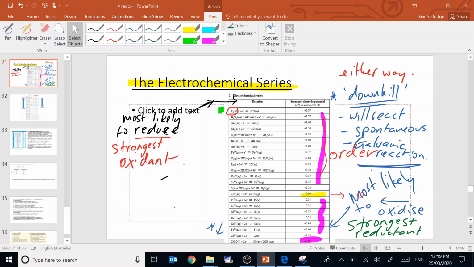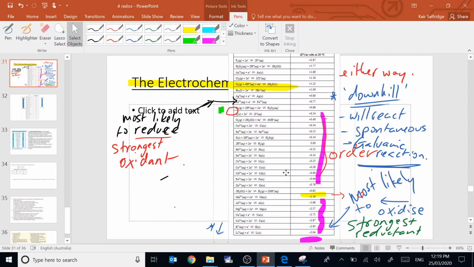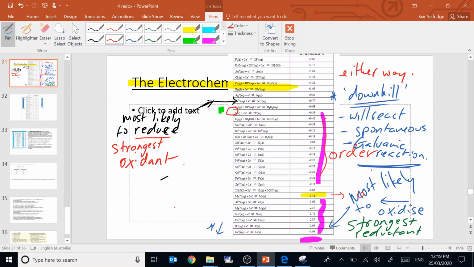So the strongest reductant, I haven't got them all on here. I've moved the table down. The strongest reductant on the table we get on the data book would therefore be solid lithium. This is the most likely to go that way. It's the most likely to be oxidized. Therefore, it's the strongest reductant. Ladies and gentlemen, that is some of the stuff that I want you to know.